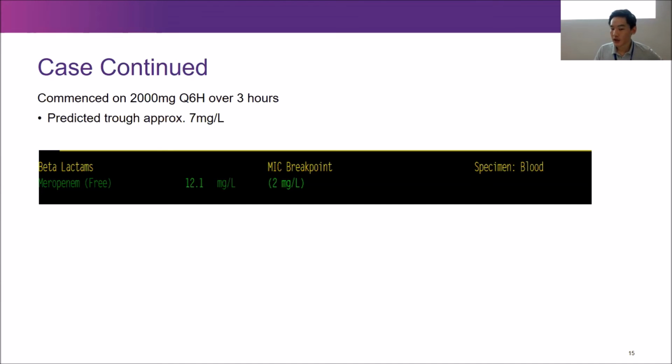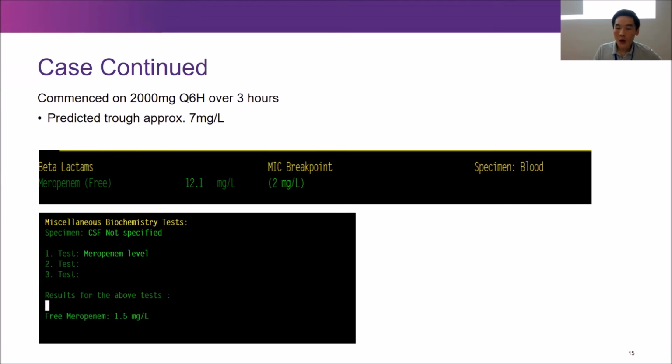So we've definitely achieved our target of 8 milligrams per liter, but how confident are we that we've actually achieved an adequate CNS concentration in this particular patient? Well, thankfully, the patient did have an extraventricular drain, so we're able to sample CSF in a non-invasive fashion. And what we noticed is when we took the sample, the free meropenem concentration in CSF was 1.5. Now, this wasn't exactly a trough concentration just because they weren't able to collect the CSF at the right time, but it was roughly midway through the dosing interval.